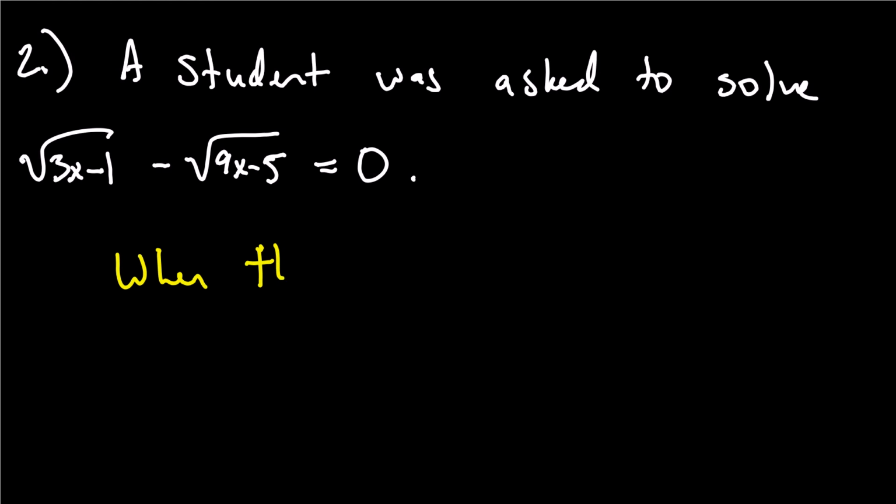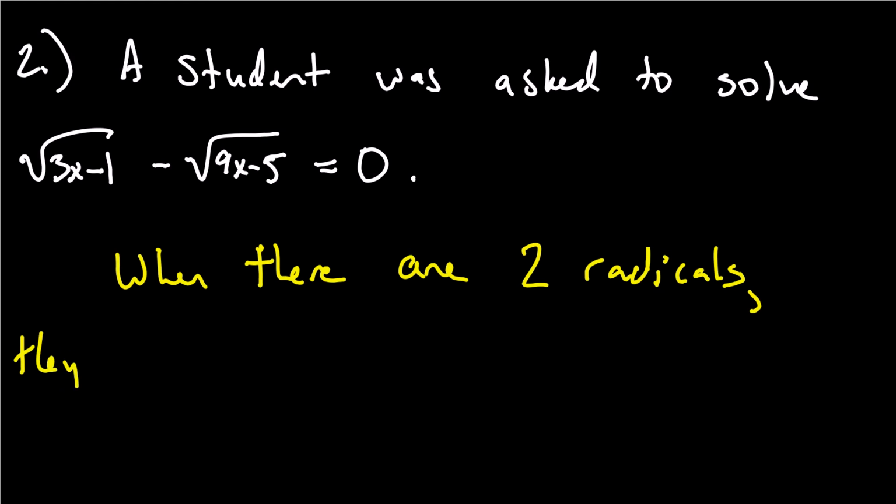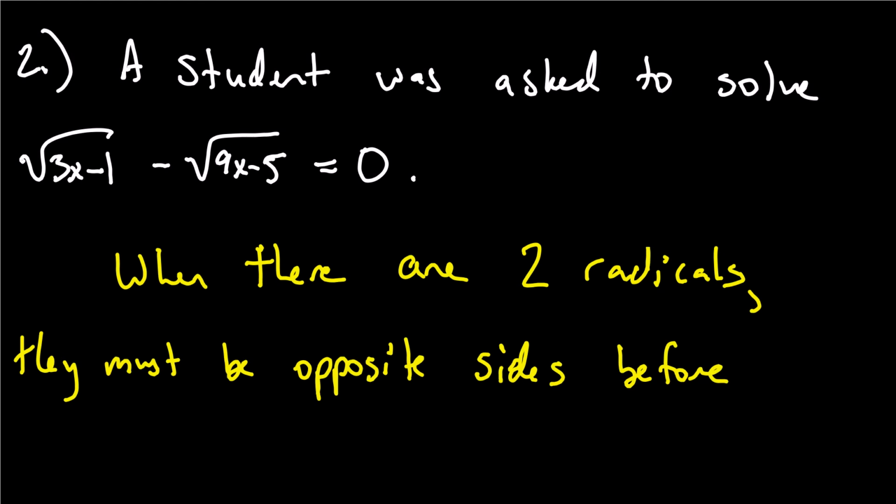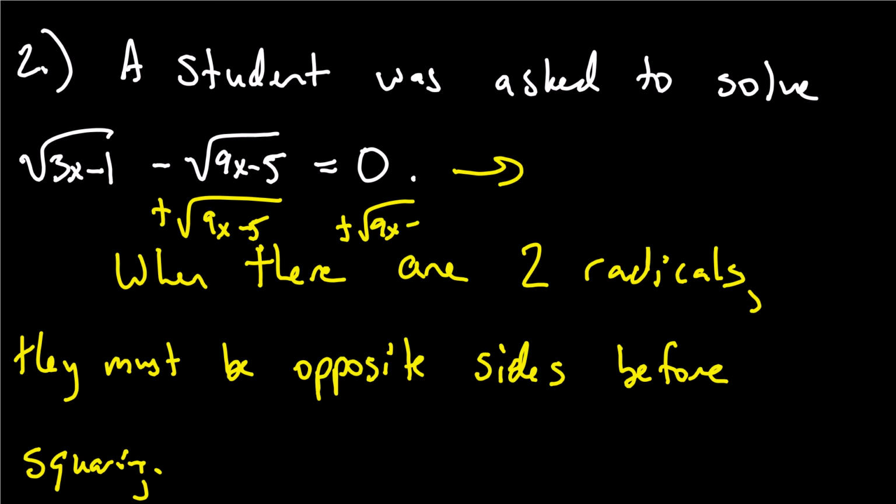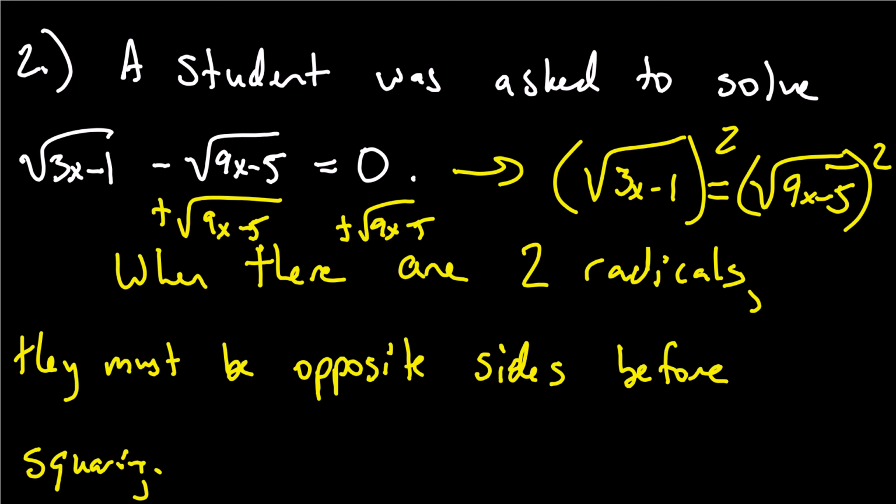This is what we're going to talk about in class tomorrow: when there are 2 radicals, they must be on opposite sides before squaring. So the first thing he should have done is add the square root of 9x minus 5 to both sides. So he would have got the square root of 3x minus 1 equals the square root of 9x minus 5. Now when he squares both sides, both the radicals will disappear at the same time, and it becomes a pretty easy multi-step equation. And that's it.